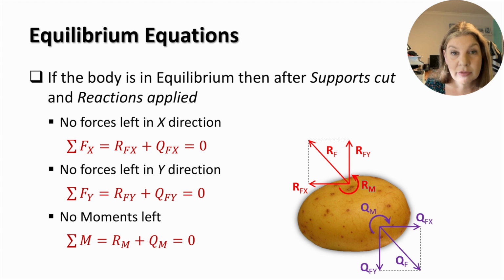The sum of external forces and reactions in the horizontal direction should be zero. The sum of external forces and reactions in the vertical direction should be zero. And the sum of moments should also be zero. Note that the horizontal and vertical components of the resultant of the external forces and the resultant of the reaction force are used in the translational equilibrium conditions.